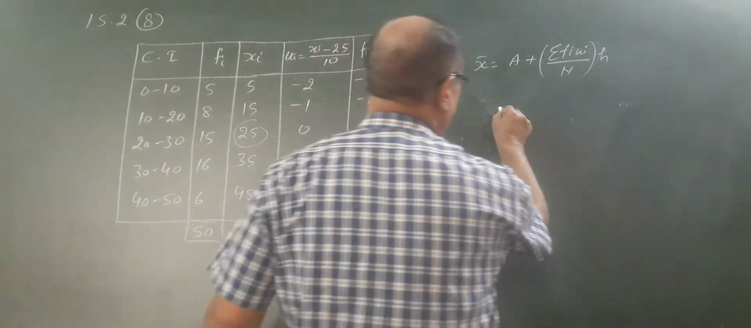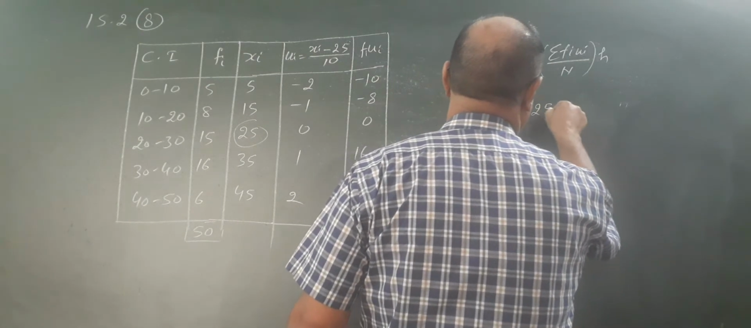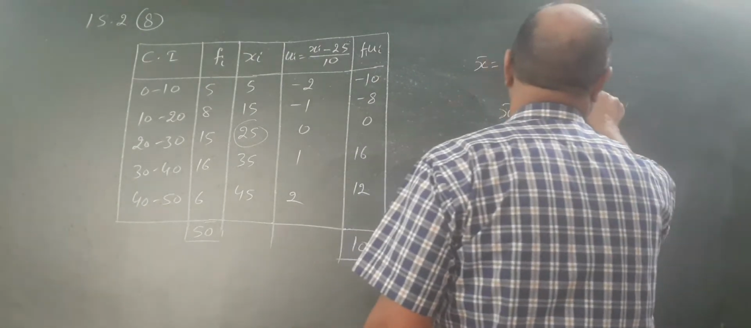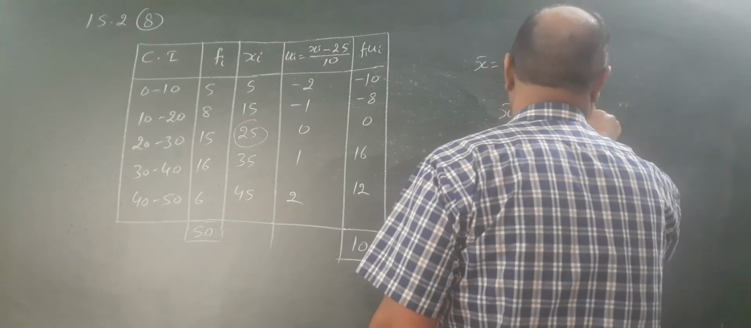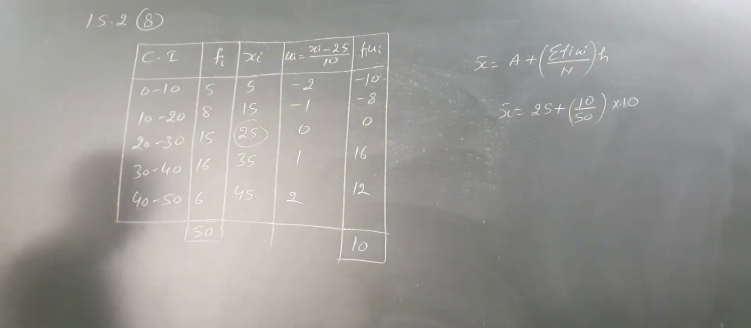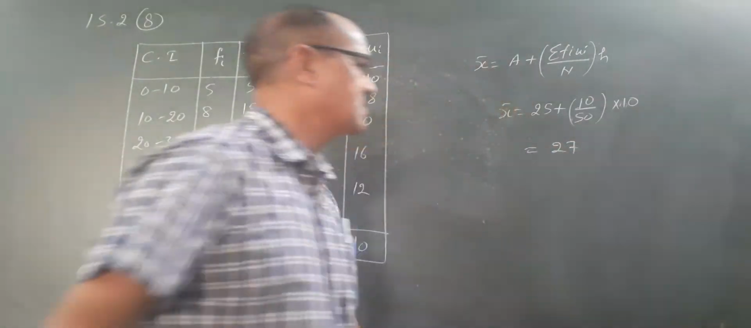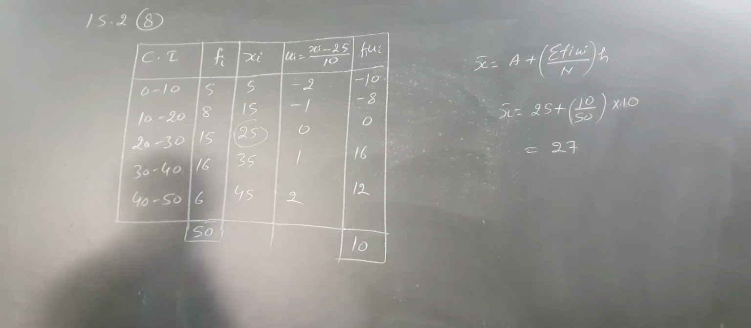So therefore, this mean can be written as the assumed mean, that is 25, plus sigma fi ui, that is 10 upon 50, into height of interval, that is 10. Now this can be written as 2. So therefore the mean value is equal to 27, because the 10 cancels out, we get 2, and the mean of this is equal to 27. So this is the mean of this question.